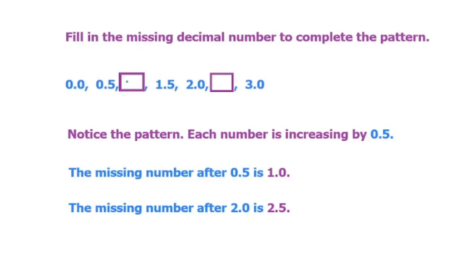So it would be 1.0, and then over here it'll be 2.5. And that's the end of that problem. Pretty simple, right?